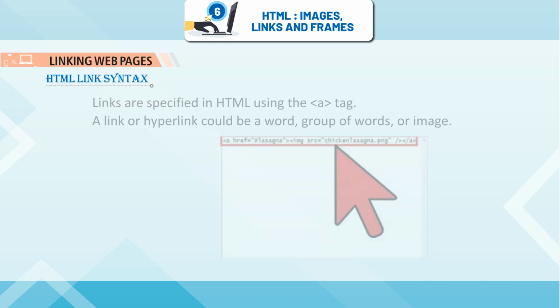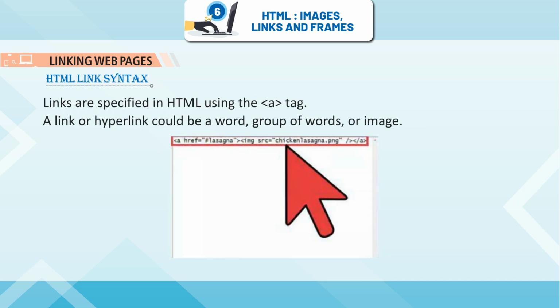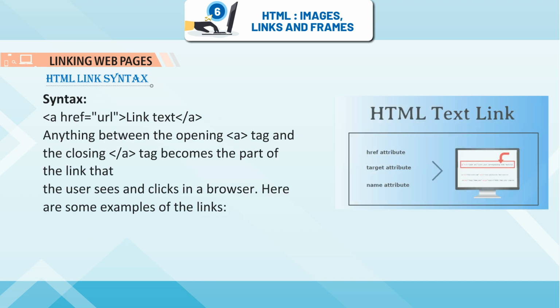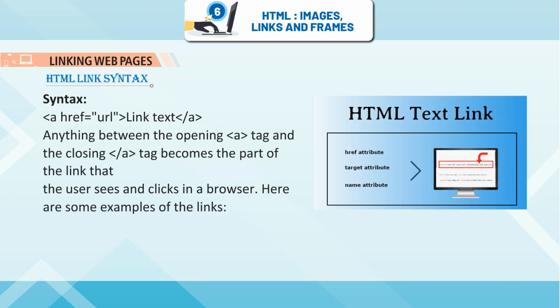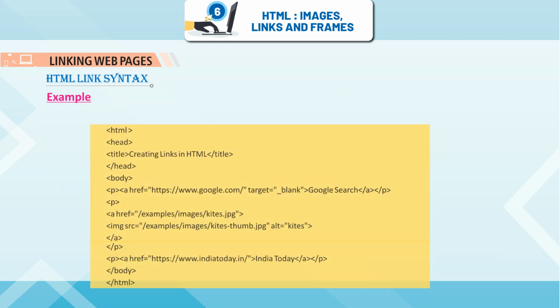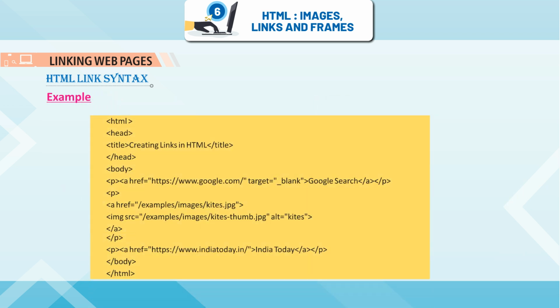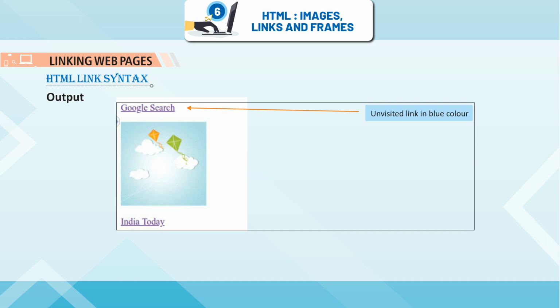HTML link syntax. Links are specified in HTML using the A tag. A link or hyperlink could be a word, group of words or image. Syntax. <a href="URL">link text</a>. Anything between the opening A tag and the closing </a> tag becomes the part of the link that the user sees and clicks in a browser. Here are some examples of the links. Example. Output.